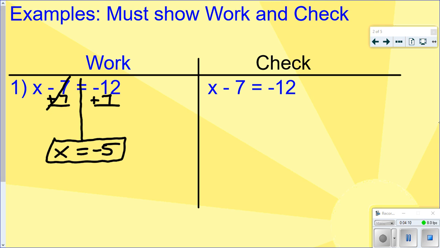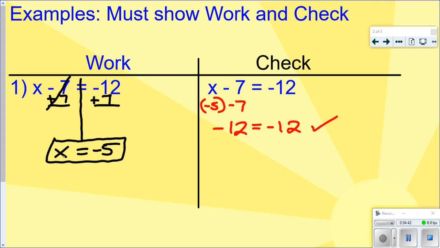So then I said you could check this. To check this, we said x is -5. So let's take -5 and plug it in for x. So I'm going to plug -5 in for x. So that's -5 minus 7. And if I found the right answer, then -5 minus 7 should be equal to -12. So -5 minus 7, that's equal to -12. So that means I got the correct answer. So the correct answer is x equals -5.